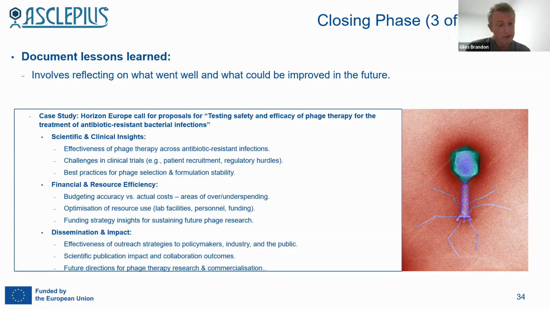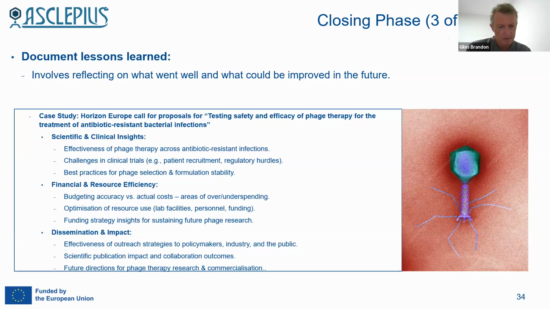Moving over to talk about financial resource efficiency, it's good perhaps to reflect upon how accurate our budgeting was versus actual costs. What did we underestimate the budget for personnel? Did we overestimate the funding required for equipment? Thinking about this, capturing this, feeding that into the next proposal that we do, so that we optimize the resources used.